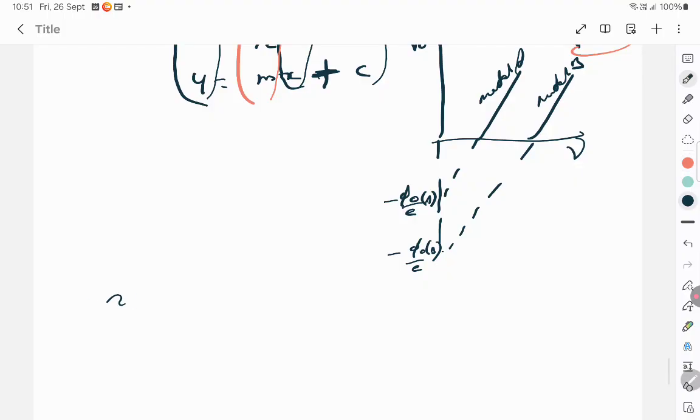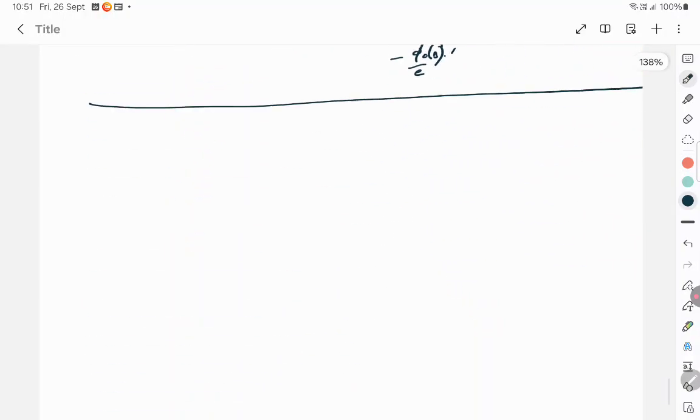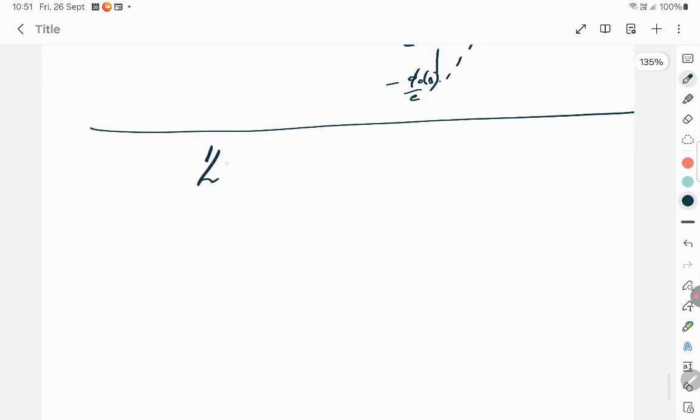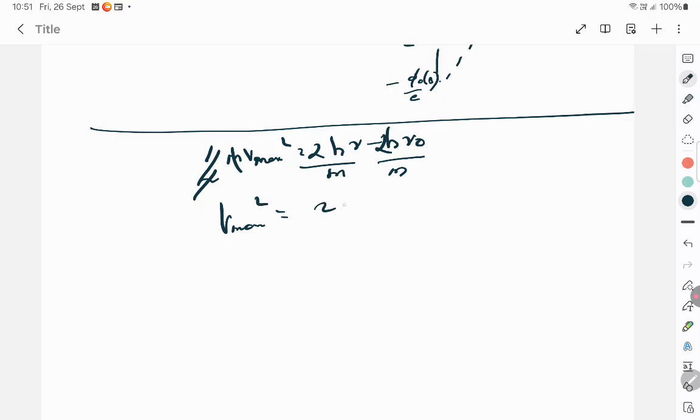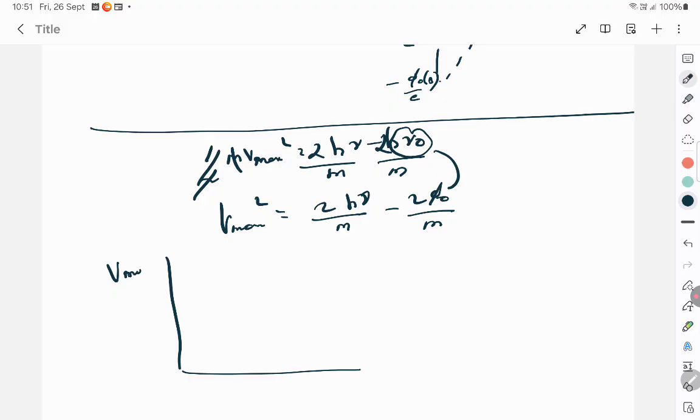Okay, so that's about it. And then you can also do a graph between half m V max square is equal to h mu minus h mu naught, where you take the 2 to the other side and bring the m to this side. So you get V max square, velocity square, 2 h mu by m minus 2 phi naught by m. h mu naught can be written as phi naught, which is the work function, W naught also you can write. So then you're going to plot a graph between V max square and frequency.